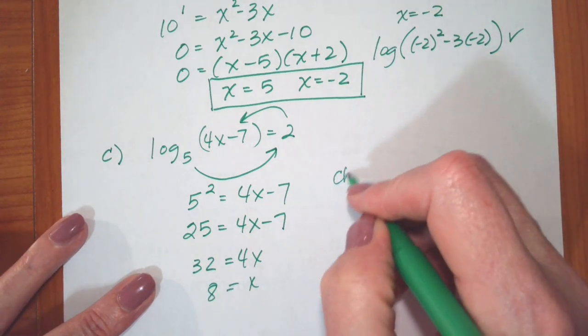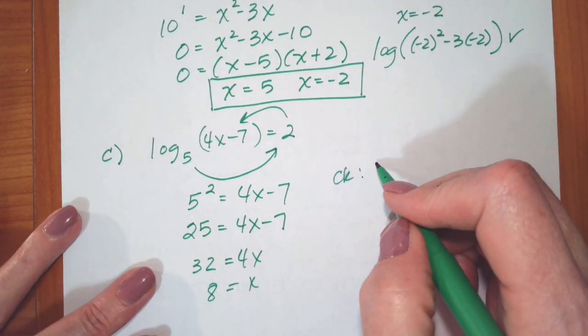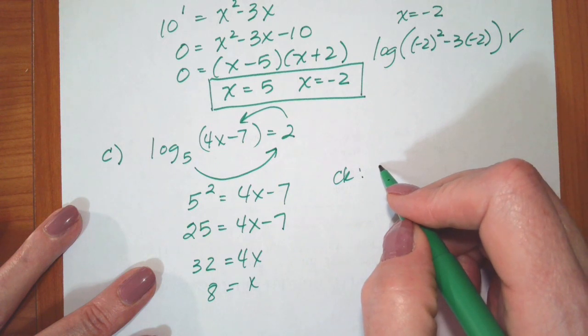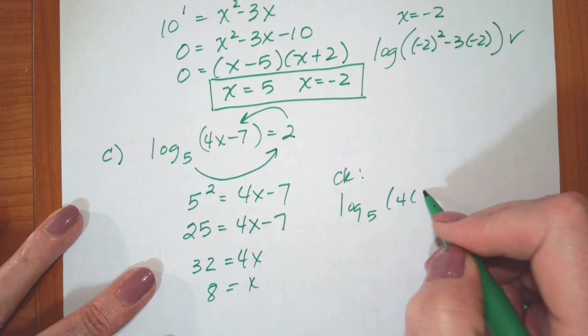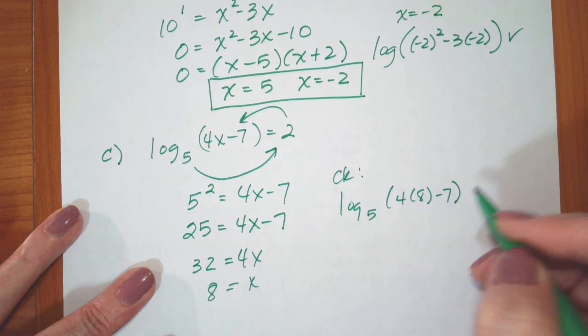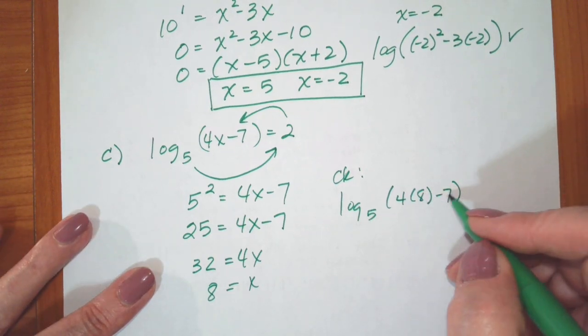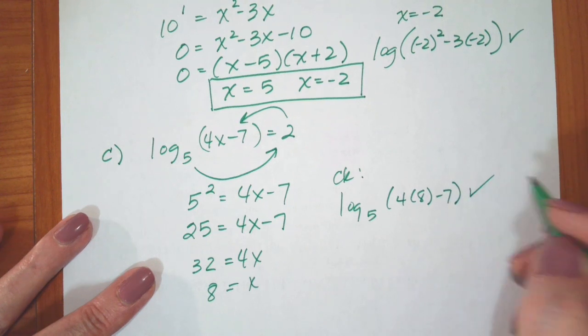So now I'm going to check. Log base 5 of 4 times 8 minus 7 is 32 minus 7, which is 25. So that checks.